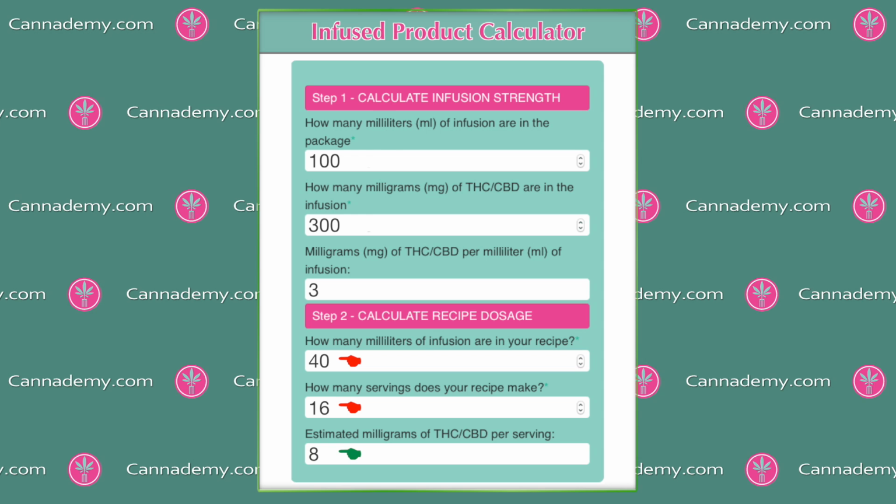Feel free to adjust the step 2 numbers up or down to attain a specific dose that you're looking for. For instance, add more infusion or make fewer servings or applications for a higher per serving dose.